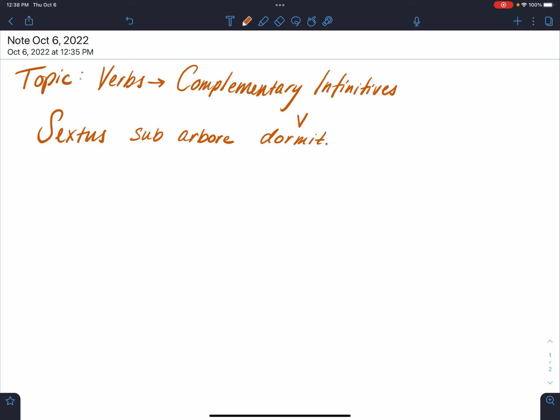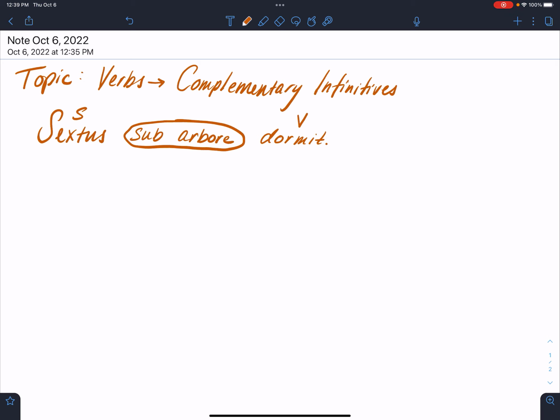Do we have one here? Yes. Who is it? Sextus. Very good. What do I do with subjects? How do I mark those up? S. Nice. Exactly right. Okay, now sub arbore. What am I going to do with that? Circle that. Okay. What is that grammatical unit called, Robert? Prepositional phrase. Very good. That is a prepositional phrase.